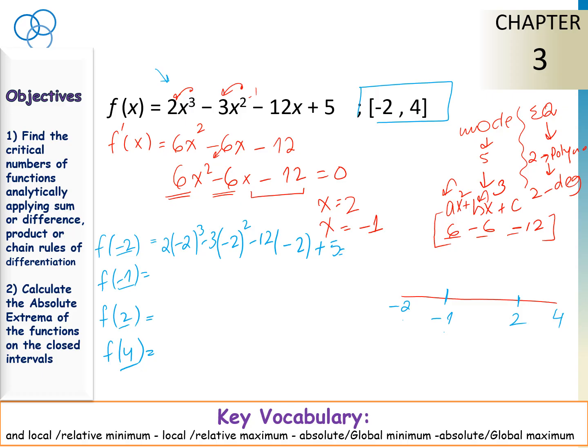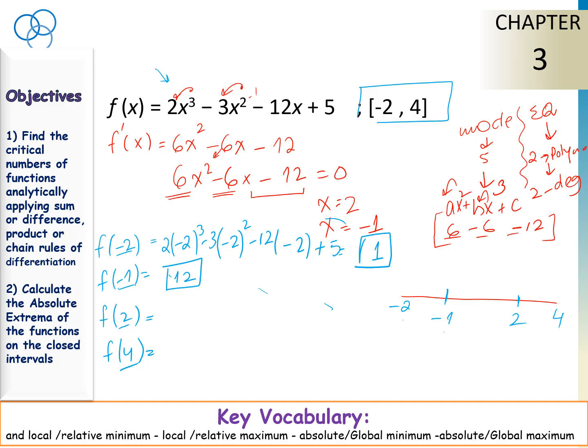And let's see what you will get in this case. If you write this in the calculator, you will get 1. Now write the negative 1 in the calculator the same way, and you will get 12.